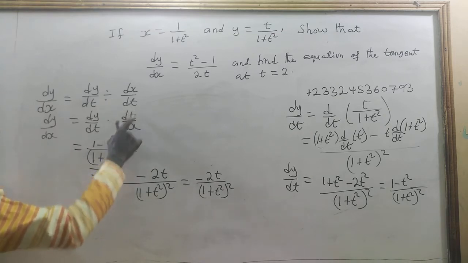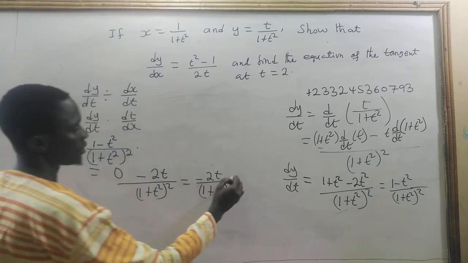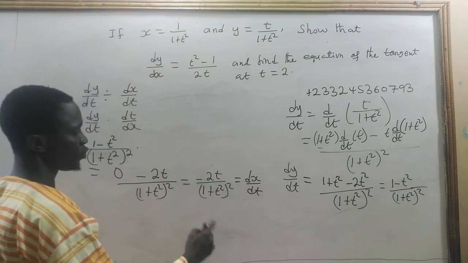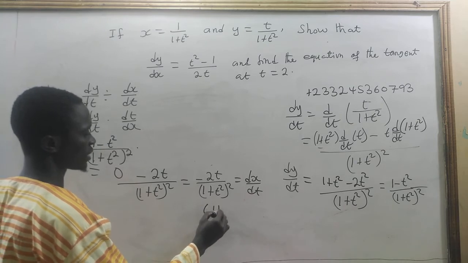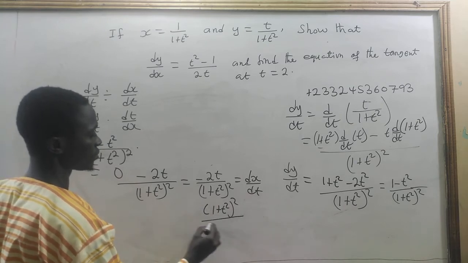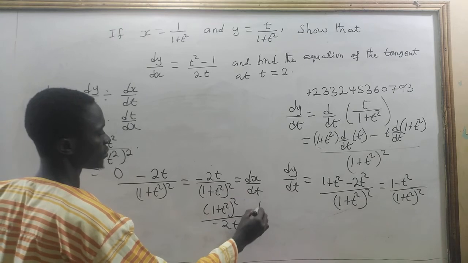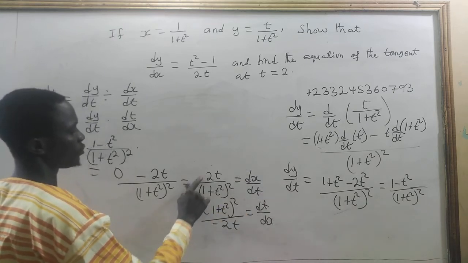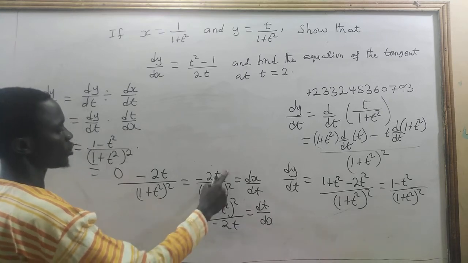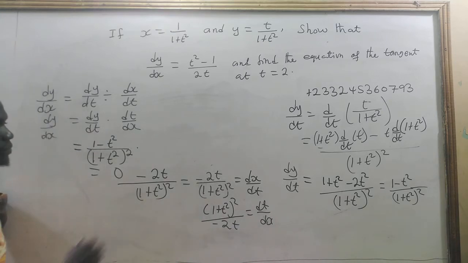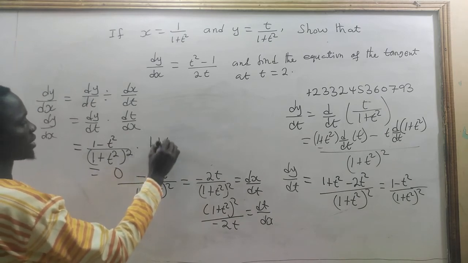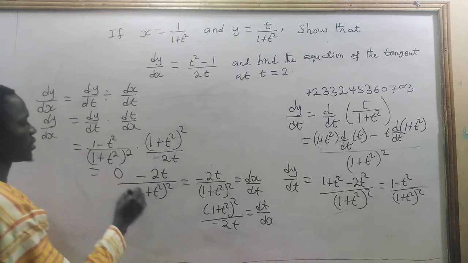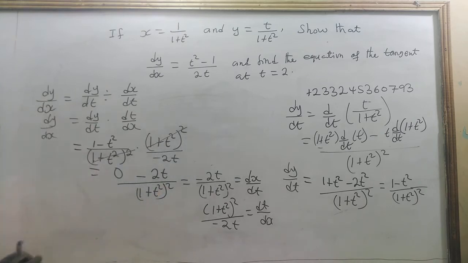Times dt on dx. This is our dx on dt. So if you want dt on dx, you turn this one upside down. So dt will come to the top, the x will come down. Minus dt will come down, and 1 plus t squared all squared will also go to the top. So times 1 plus t squared all squared divided by minus 2t. And this one will cancel this.